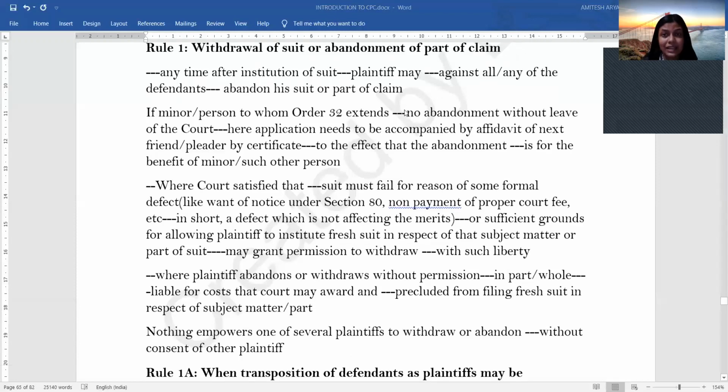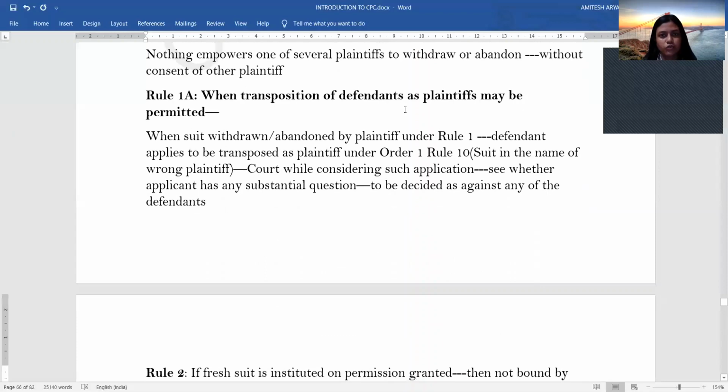And nothing under this rule will empower one of several plaintiffs to abandon or withdraw a claim without taking the consent of the others. So this was that if you are taking the permission, and the court is giving you the liberty that, okay, withdraw and file a fresh one, then you can do so. But if you're withdrawing without the permission of the court, it is not possible for you to put in a fresh suit for the same thing.